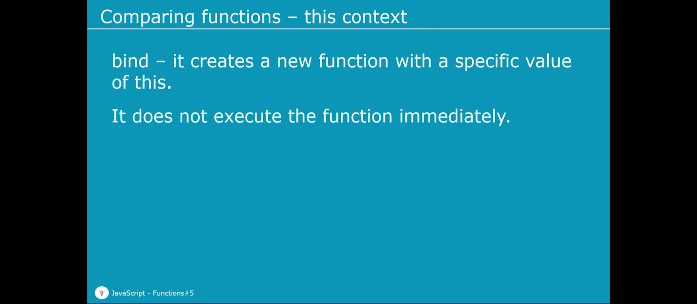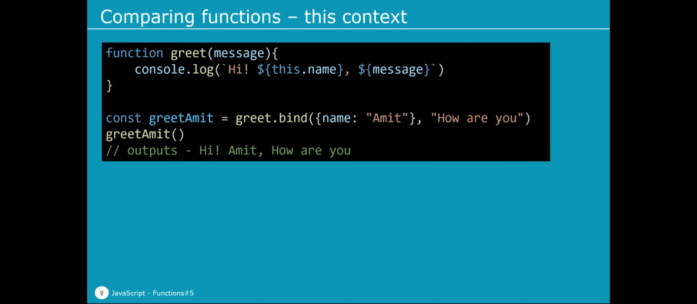With the bind method, we pass an object as a first argument and the remaining arguments are passed individually. It does not execute the function immediately. Rather, it creates a new function which we can capture in a variable and execute using the variable name as and when needed. So in the code snippet, the new function reference is captured in a variable, and this variable is used to execute the function.